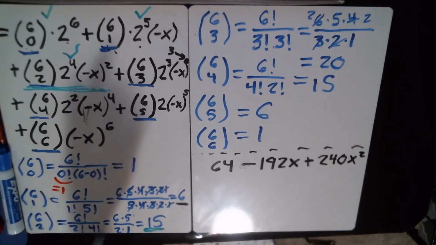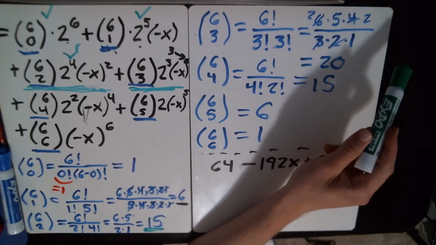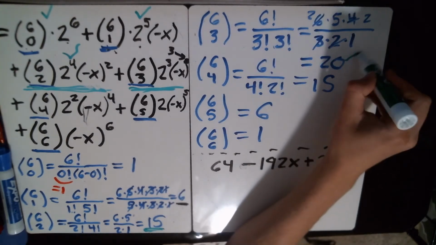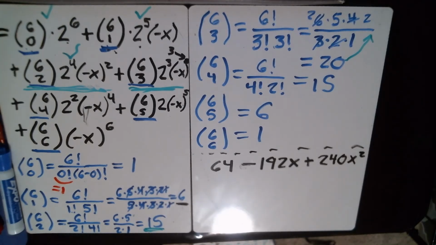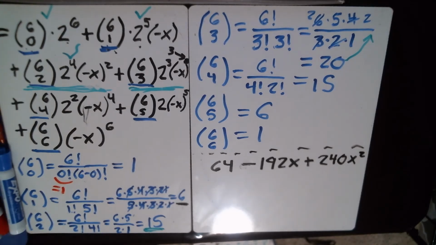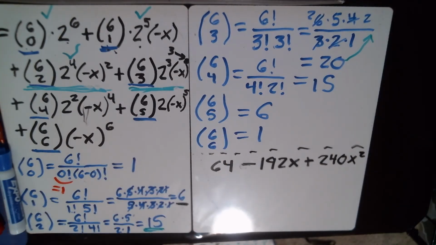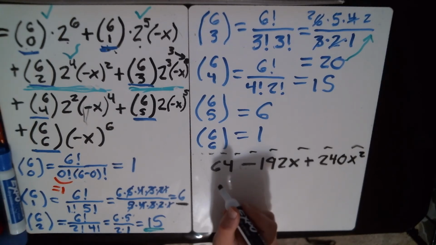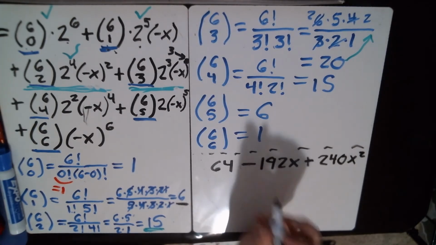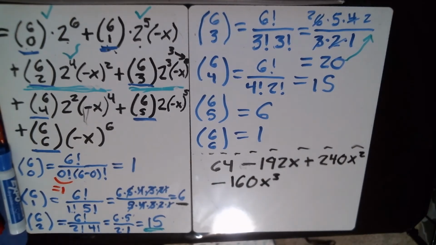Now we got that term done. Now we move on to this term. 6 choose 3 we figured out was 20. Sorry, it was on the next row. We got 20 for that. So 20 times 2 cubed, throw that in the calculator, is 160. And then times negative x to the 3rd. When you cube a negative, you'll still have a negative. So you'll have minus 160x cubed.